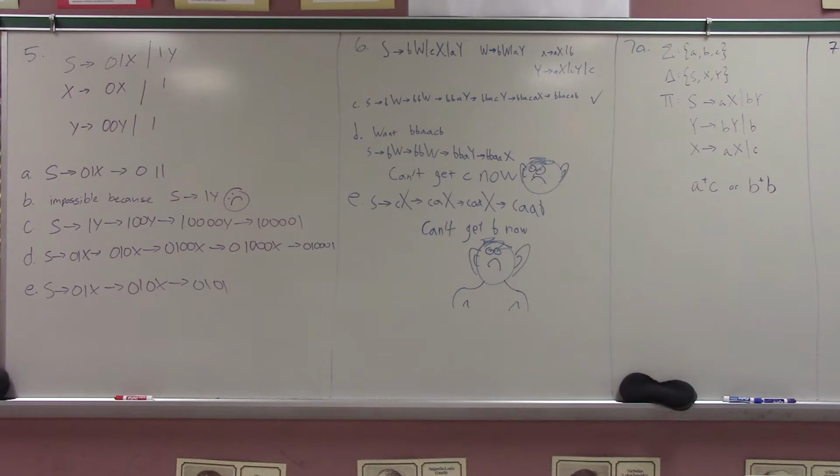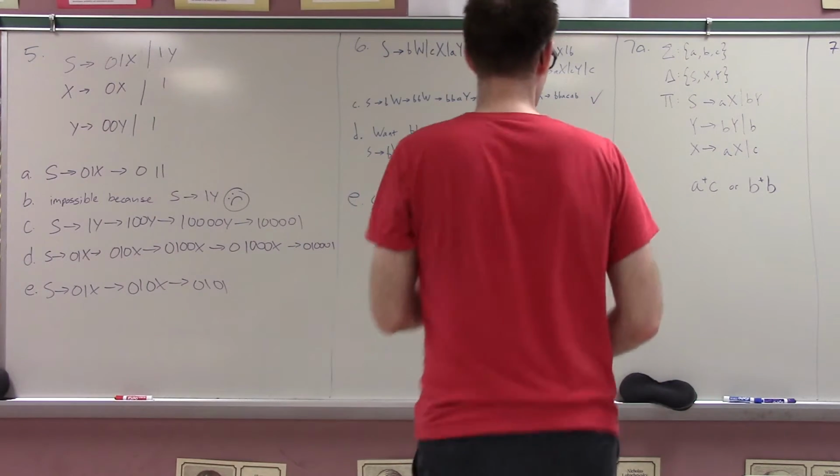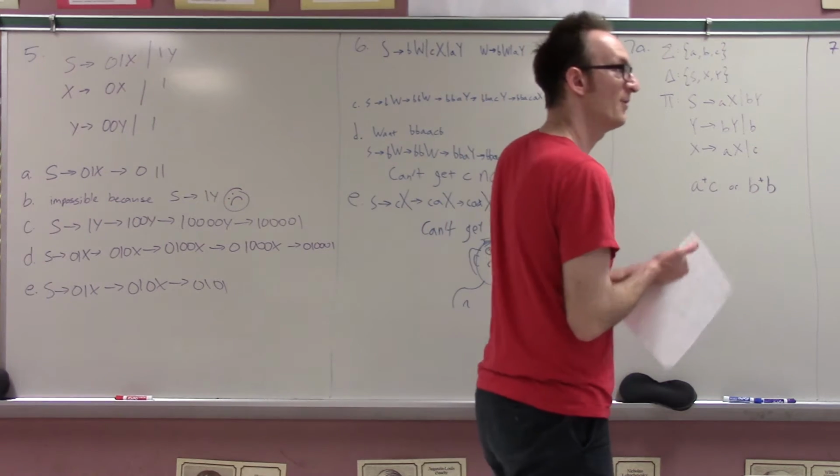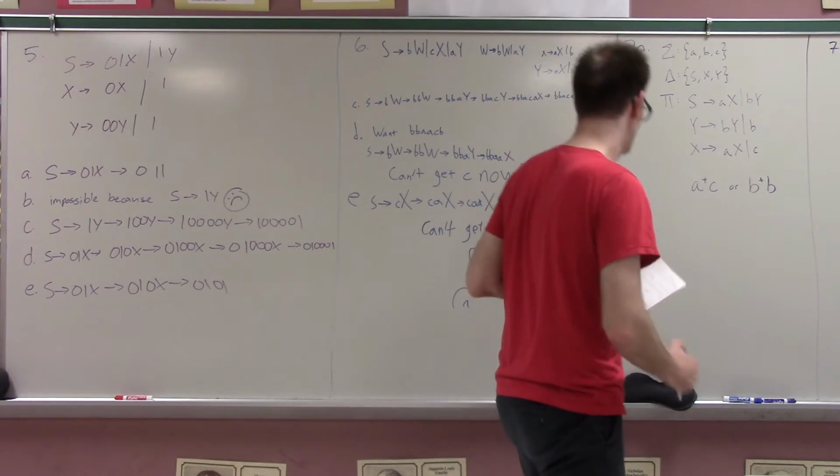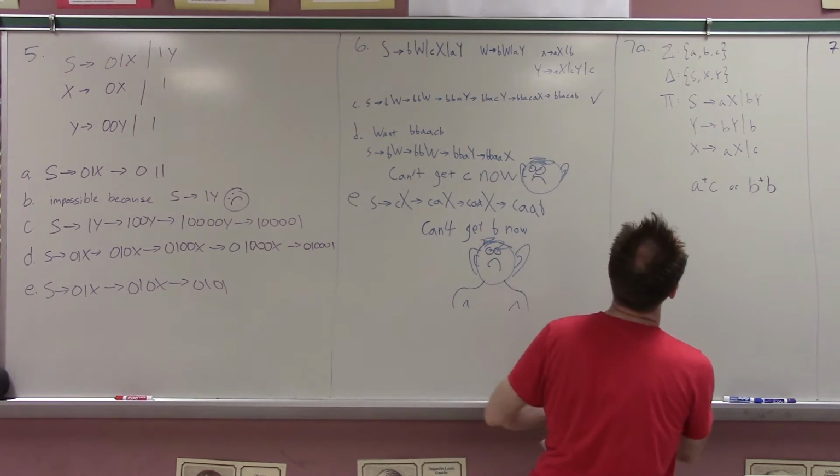Do you want to do 1 or 2 of these? I think we should do 1. Which one do you want to do? 7A or 7B? 7A. 7A is more interesting? Okay, I think Randall's picking the easier one because he wants me to go as fast as possible.